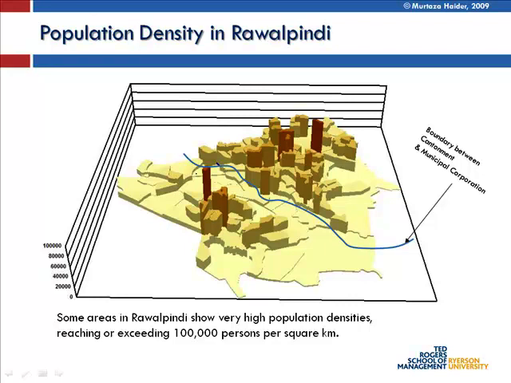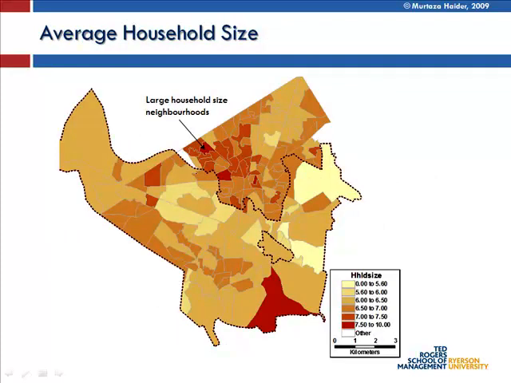Consider, for example, in a city like Toronto, the high density would be 15,000 persons per square kilometer. And that would be a very high density. But here, we have densities reaching 100,000. In cities like Mumbai, the population density is even higher in certain neighborhoods. Now, one thing to note is that after we have looked at the population density, we look at the household size, that is, the average number of persons living within a neighborhood.